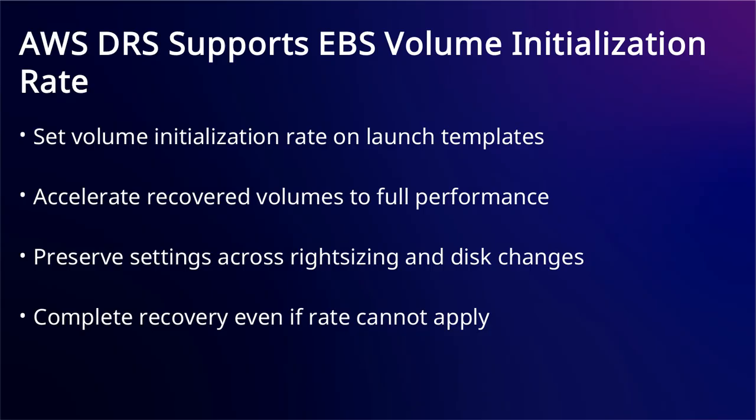DRS applies this rate automatically when creating volumes during recovery, bringing applications to full storage performance on a predictable timeline. You configure the rate once on the launch template, and DRS preserves it across updates for right-sizing or disk changes. If the rate cannot be applied for a specific recovery, DRS completes the recovery without it to ensure your recovery process is never blocked. You are charged per gigabyte based on full snapshot size and the specified rate.